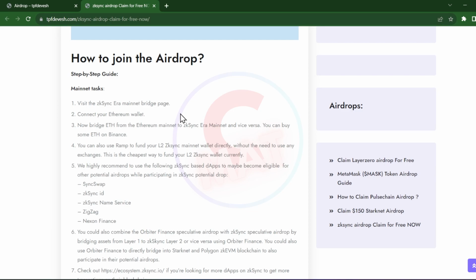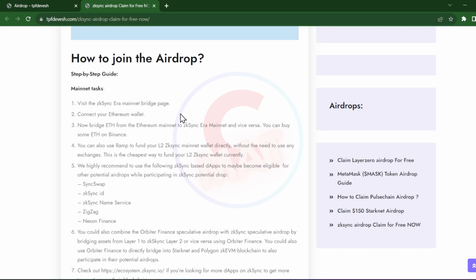Connect your Ethereum wallet, just like MetaMask or Trust Wallet, and after that bridge Ethereum from the Ethereum mainnet to zkSync Era mainnet and vice versa. You can buy some ETH on Binance and then transact it on the zkSync Era mainnet, and vice versa, or any other things like zkSync Era to ETH. So you have to round up the zkSync mainnet wallet.